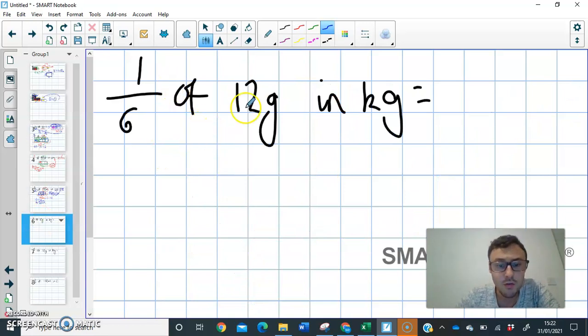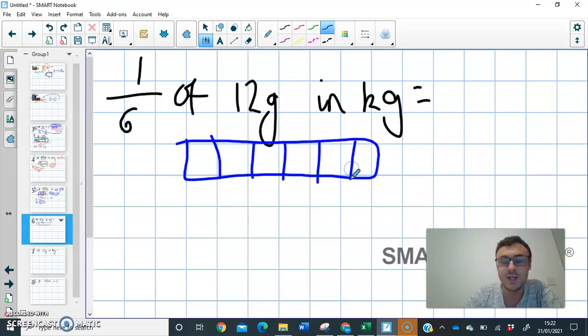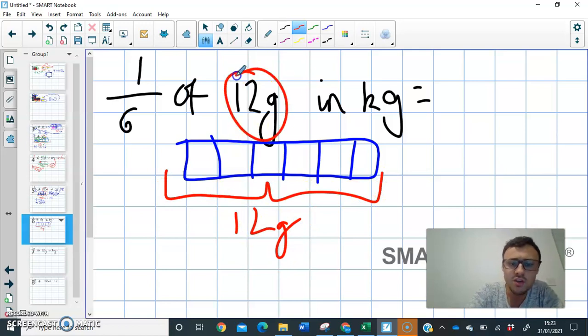Now, 1/6 of 12 grams in kilograms. So again, I draw my bar. I'm splitting it into 6 groups. Okay, and I'm saying, well, in this question, it represents 12 grams. Because that's the number I've got. And I want to find out what 1/6 of it is. So funnily enough, I'm going to divide by 6 because that's my denominator.